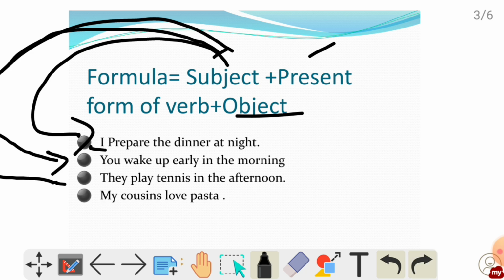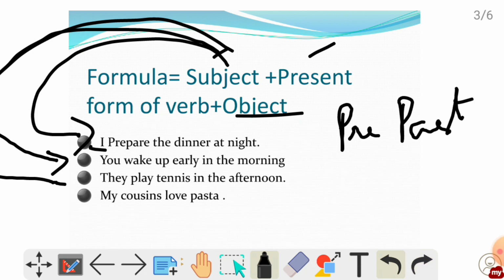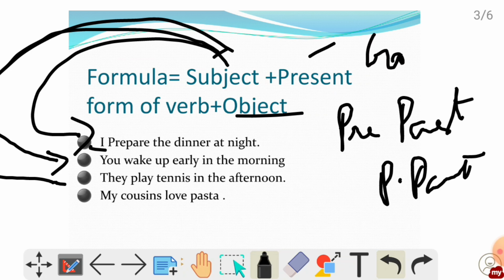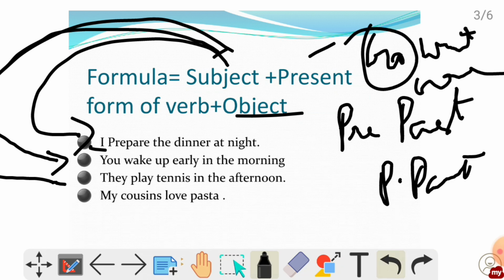Now, after that, we need a present form of verb. Present form of verb means there is actually three forms of verbs, right? One is present, another is past, third is past participle. For example, if there's a verb called go, we have past form went and past participle gone. Now go is the verb form that we need here. Because it is simple present, we only need the present form of verb, right?